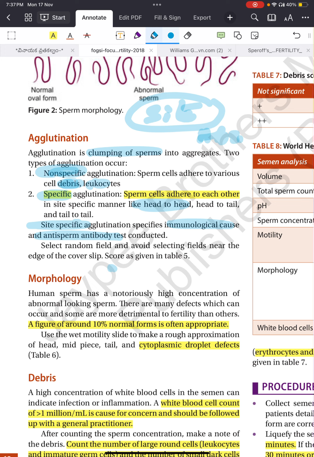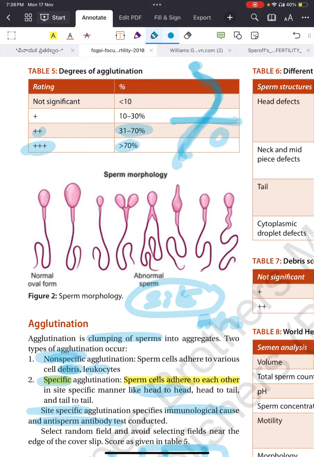Then we keep a cover slip. Don't count the edges; the edges of the cover slip should be avoided. Coming to agglutination rating: if it is more than 70, it is 3 plus, 30 to 70 is 2 plus, and 10 to 30 is 1 plus. If less than 10%, that is non-significant agglutination, not that significant.